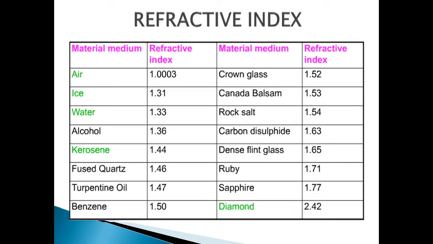Next, this table will give you the refractive index, showing after the change how much it has changed. In air, the refractive index is 1.003. This N12 is this.